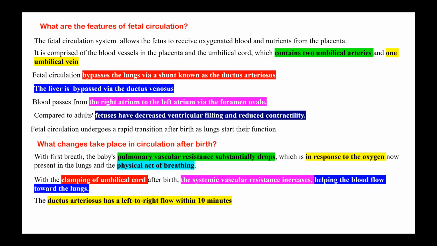aorta. Okay. So if it remains open, what are the things that can keep it open beyond the usual time? Usually it starts closing in a healthy child within 72 hours. Okay, third day it starts closing. And initially it will be a functional closure, and anatomical closure only takes about 2 to 3 weeks.